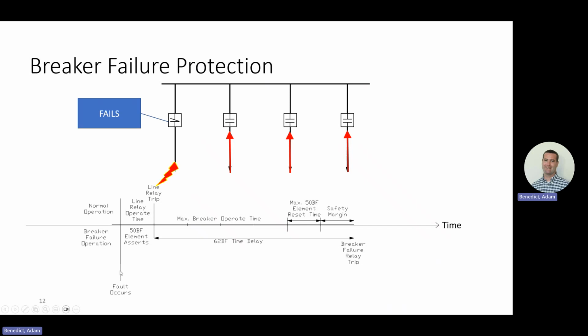So what we're looking at is, as far as a relay detect time, we see a fault. This is normal operation here. Normal operation here, and then the fault occurs. So right here, we see, say, a line to ground fault. At that point, our 50 element, our instantaneous overcurrent element, so this is probably, say, a three-phase fault.